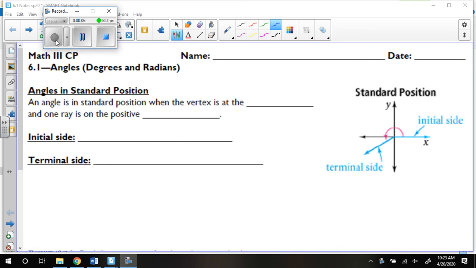Today we're going to talk about angles and how we can measure them in degrees and radians. Degrees you should be familiar with, but radians is going to be new.